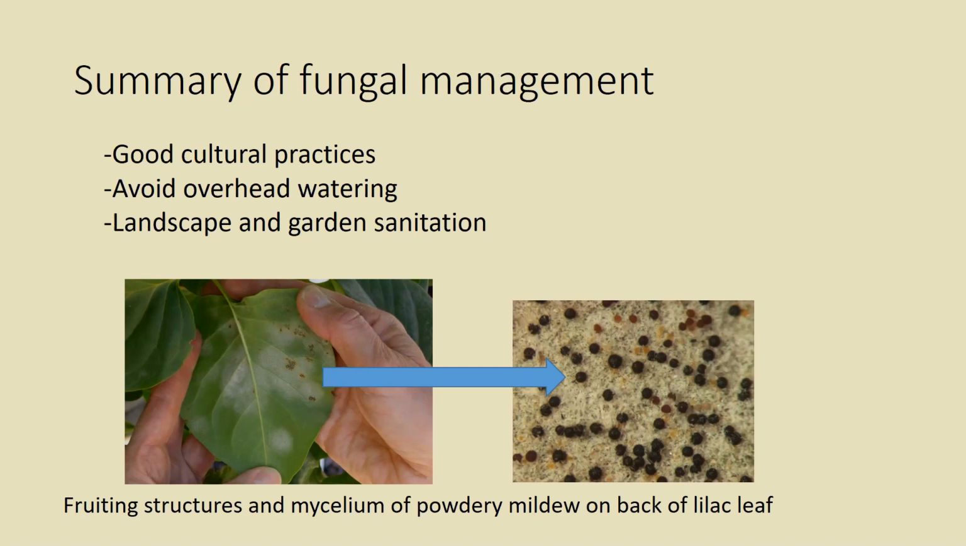So the bead-like structures that you see in the picture on the right-hand side are the overwintering fruiting structures of powdery mildew. And a number of them will survive to begin the cycle next year on those brand new tender succulent leaves. This is the end of Module 2B, and in Module 3, we'll take a look at bacterial disease.